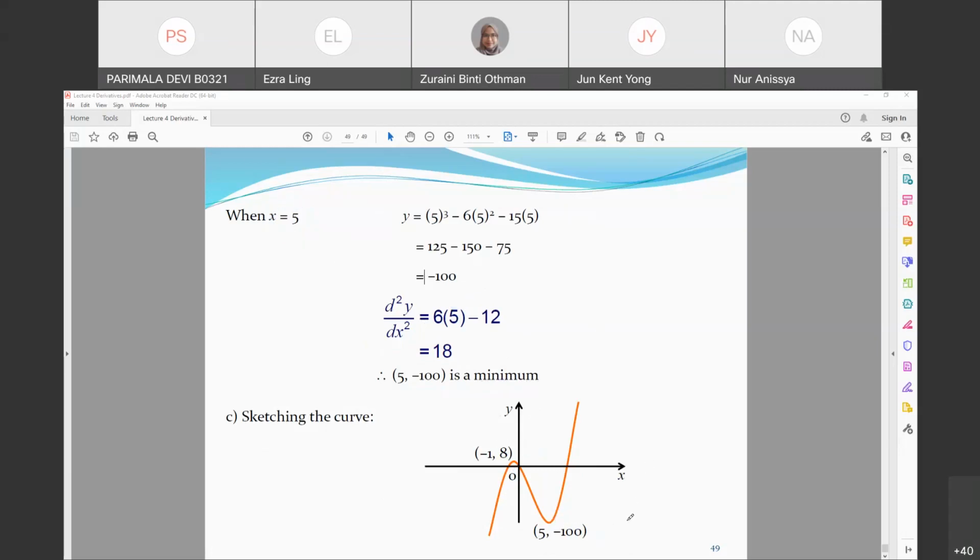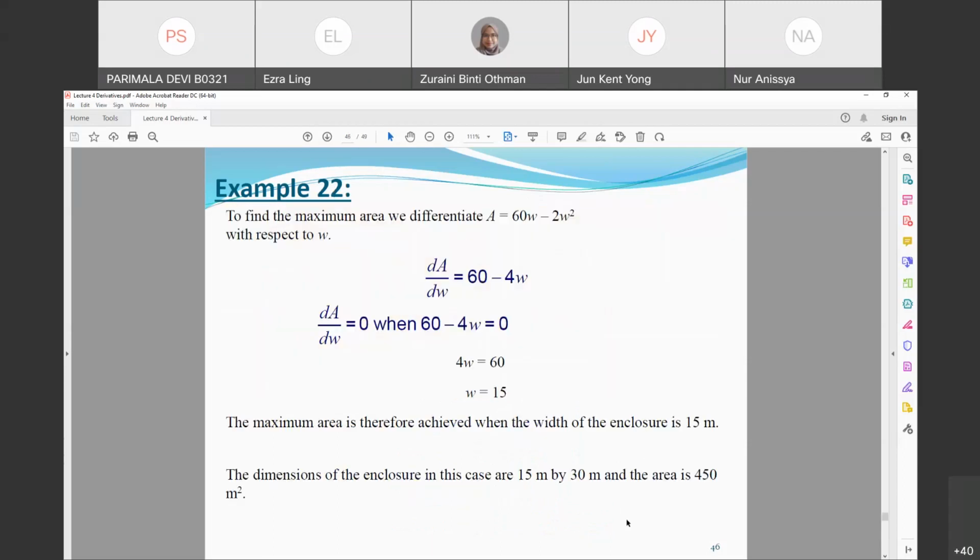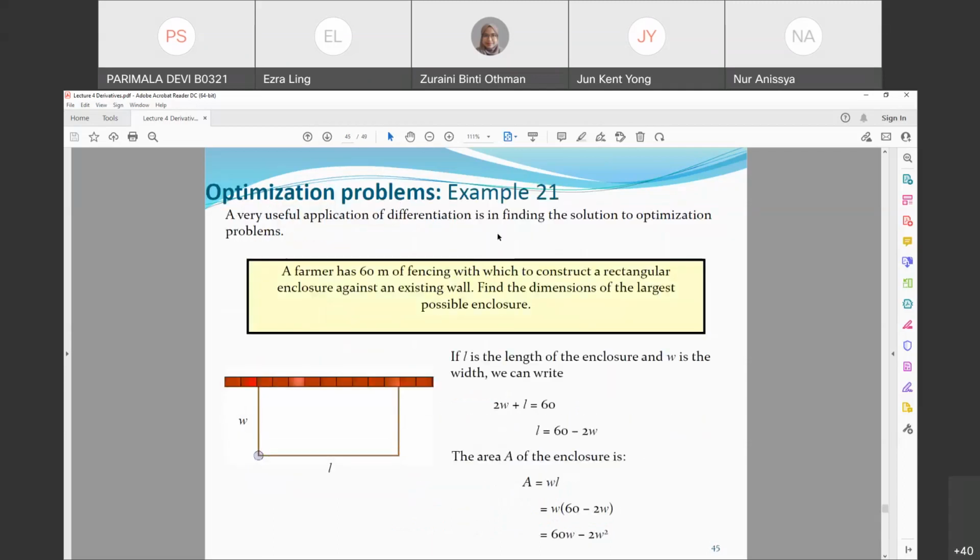So finish with this, but we have another problem just now. It is here optimization problem. So sekarang kat sini farmer has 60 meter fencing which to construct a rectangular enclosure against an existing wall. Find the dimension of the largest possible enclosure. Jadi kita nak tahu the largestnya.